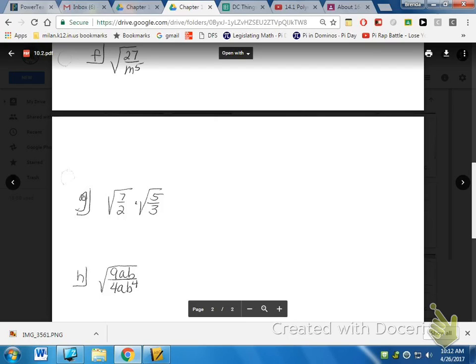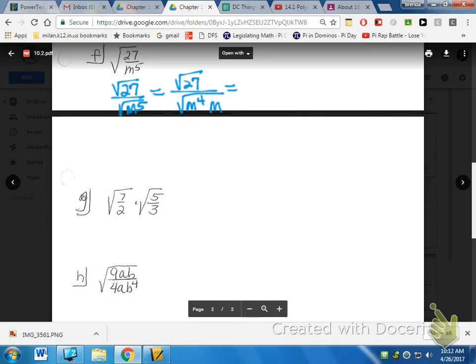All right, next. Radical 27 over m to the 5th. So again, I would highly recommend splitting that apart. So I'm going to go down here like this, and I'm going to go radical 27 over radical m to the 5th. Now my problem here is that m to the 5th is not a perfect square. So I'm kind of doing a little bit of what I did yesterday. I'm going to leave the top alone for just a second. I'm going to say this is m to the 4th times m. Do you remember doing that yesterday?